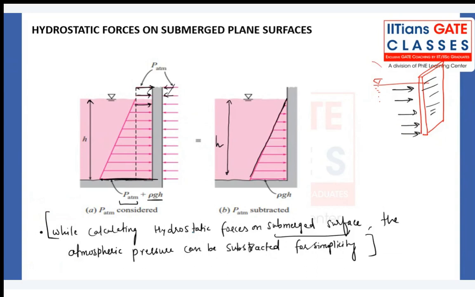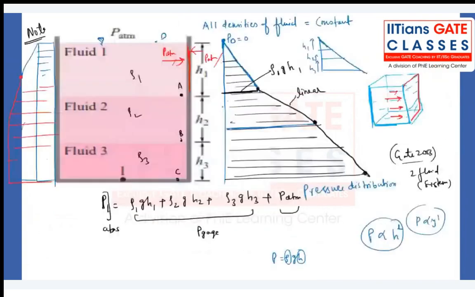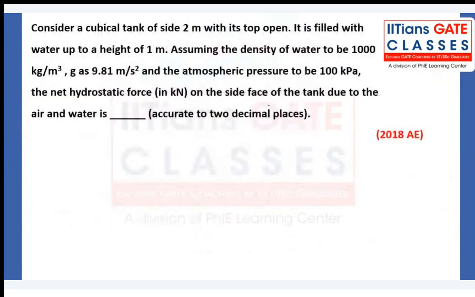Why? Because if I show you the question, everything is important in the GATE exam. In this GATE 2018 A paper: consider a cubical tank which is filled with water up to a height of 1 meter, assuming the density of water as 1000, g value as 9.81, and atmospheric pressure as 100 kilopascal, what is the net hydrostatic force on the side face of the tank due to air plus water? If you add the hydrostatic force because of the air plus water, the answer is wrong, because atmospheric air is not acting on only one side, it is acting on both sides. That was given for 2 marks.